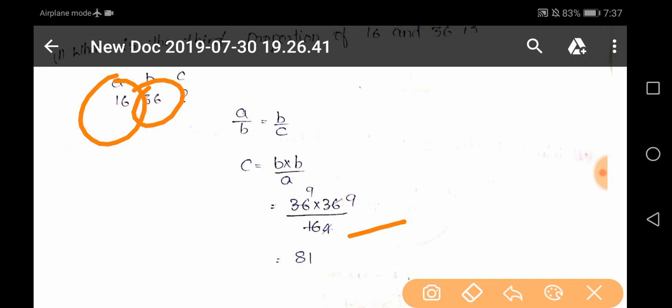So 4 4s are 16 and 4 9s are 36. So 9 9s are 81 and the third proportion is 81. So this is how you will solve the third proportion.